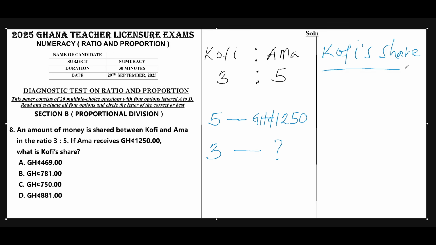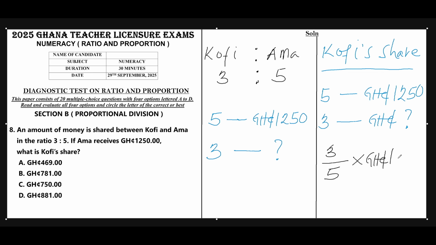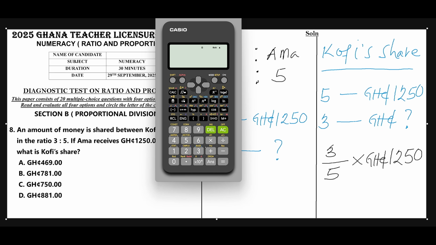As it has already been established, if Ama's ratio, which is 5, is giving us 1,250 cedis, then Kofi's ratio, which is 3, must also give us an amount of money in Ghana cedis, which we don't know. So to calculate that, we have Kofi's ratio, which is 3, out of Ama's ratio, which is 5, multiplied by 1,250 cedis. So let's find our answer from the calculator.